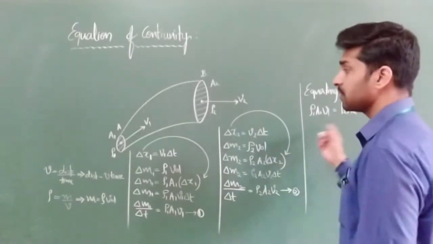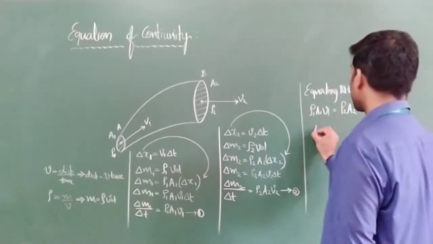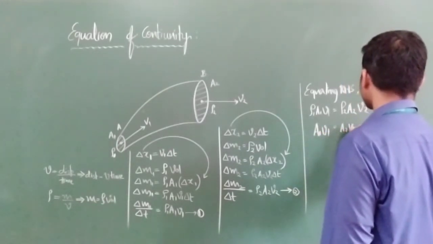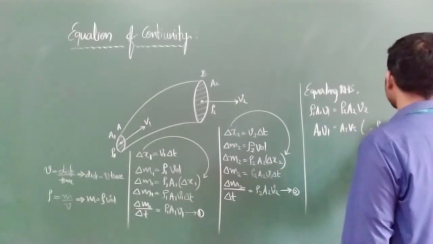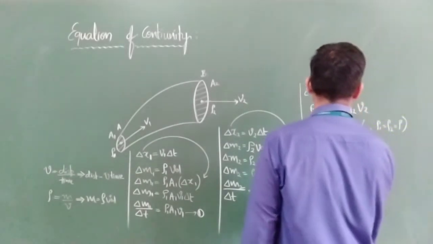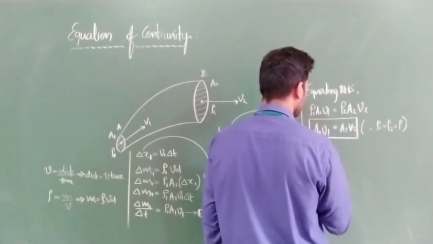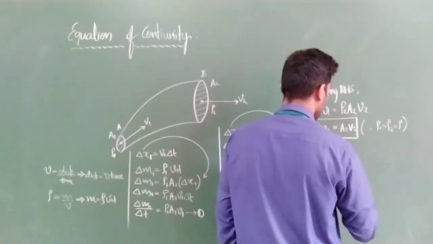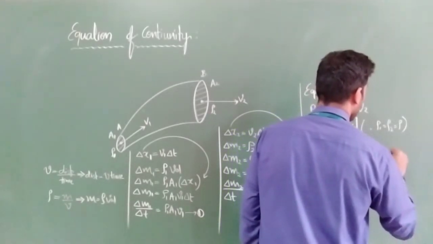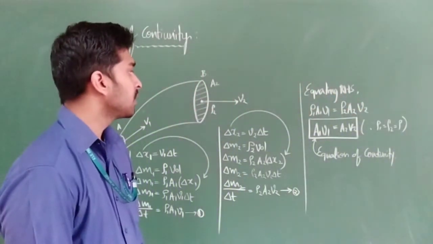The fluid is the same, that's why rho 1 and rho 2 will get cancelled. So finally we are left with A1 V1 is equal to A2 V2, because rho 1 is equal to rho 2 is equal to rho, the same liquid. So A1 V1 is equal to A2 V2. This is known as the equation of continuity. Equation of continuity. Clear?